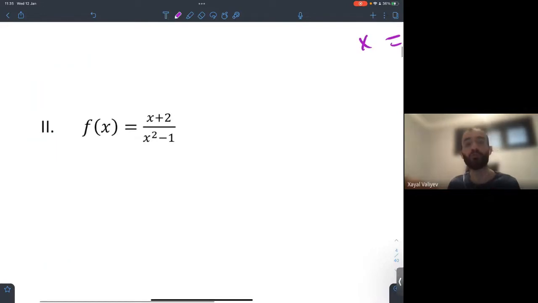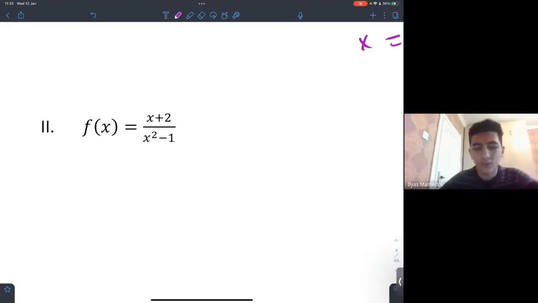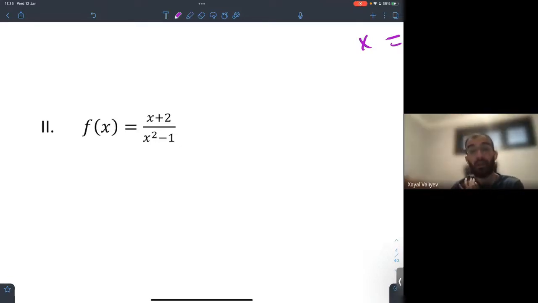But when it comes to this function, x plus 2 divided by x squared plus 1, unfortunately, we cannot say that we can choose any number we want. We still can choose many numbers, but there is a number or numbers that we cannot choose. Okay? Yes, Ilyas? So here we can also choose any number, but except 1, because the denominator cannot be equal to 0. Perfect. Yes, it is.